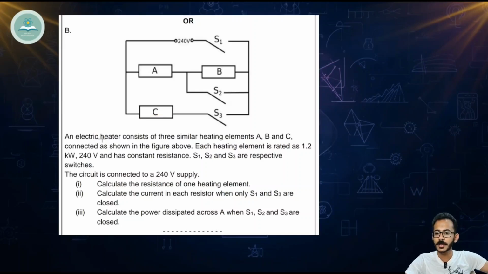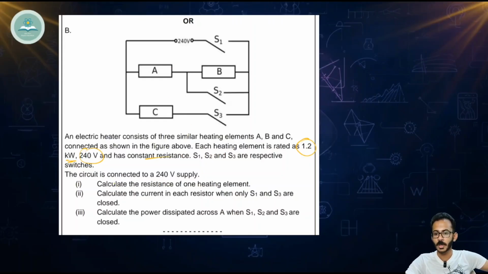An electric heater consists of three similar heating elements A, B, C connected as shown in the figure above. Each heating element is rated as 1.2 kilowatt. So the power is given here, power is in kilowatt. So when we calculate, we should convert that to watt. Then 240 volt. The potential difference is also given and has a constant resistance. So they have constant resistance. S1, S2 and S3 are respective switches. There are switches S1, S2 and S3.